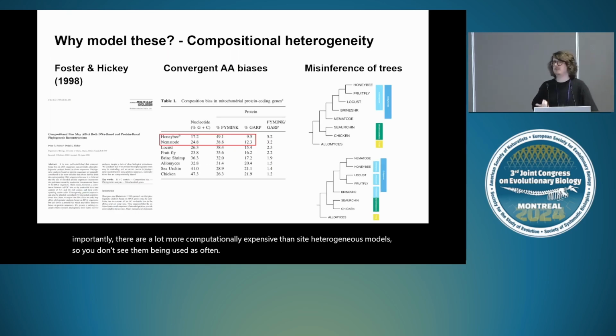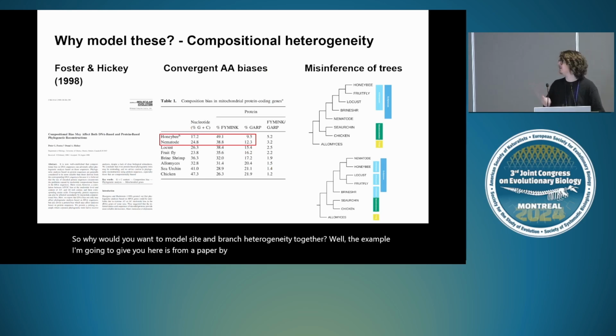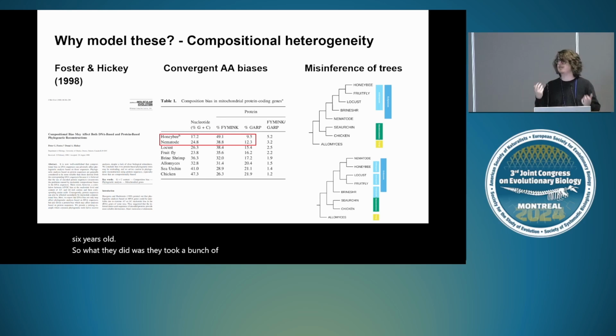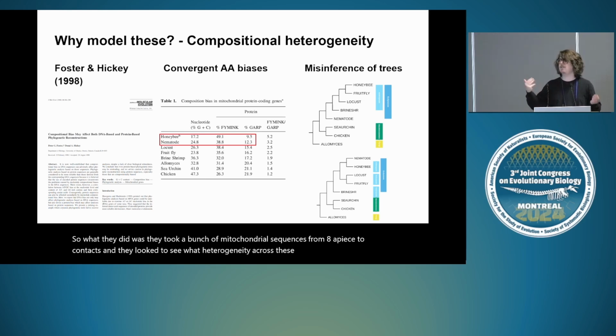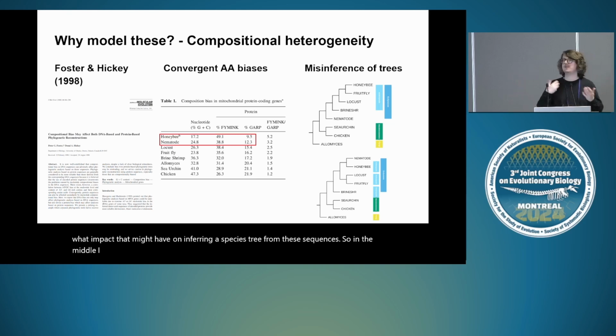So why would you want to model site and branch heterogeneity together? Well, the example I'm going to give you here is from a paper by Foster and Hickey, published when I was about 6 years old. So what they did was they took a bunch of mitochondrial sequences from 8 Apistecon taxa, and they looked to see what impact heterogeneity across these sequences might have on inferring a species tree from these sequences. So in the middle, I have a table which gives some information for the sequences that they sampled, and I've highlighted the information for honeybees and nematodes.